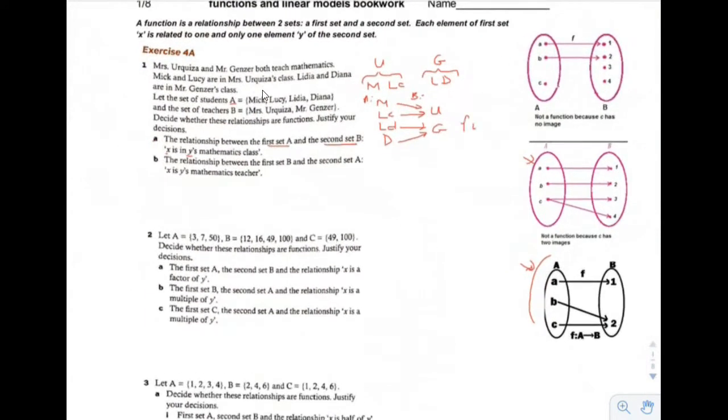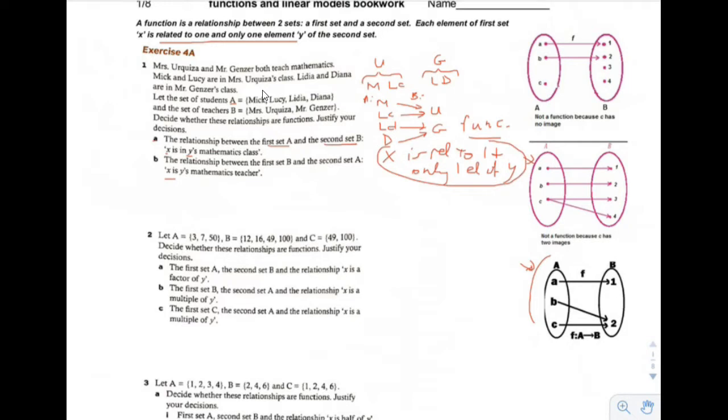And you can say something like, x is related to one and only one element of y. That's your reason why you say that's a function. Now what about B?